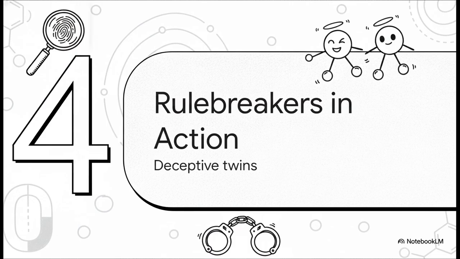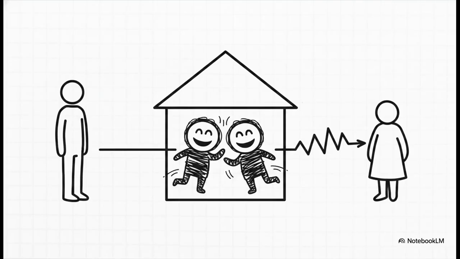Section 4. The rule breakers in action. So what happens when a molecule fails that strict second test? Enter our deceptive twins. These are protons that have the right symmetry to be chemically equivalent, but they completely fail the coupling test. It's like those twins we talked about earlier, living in the same house, but they actually talk to the neighbors next door totally differently. Let's look at some real-world examples from the spectrometer.